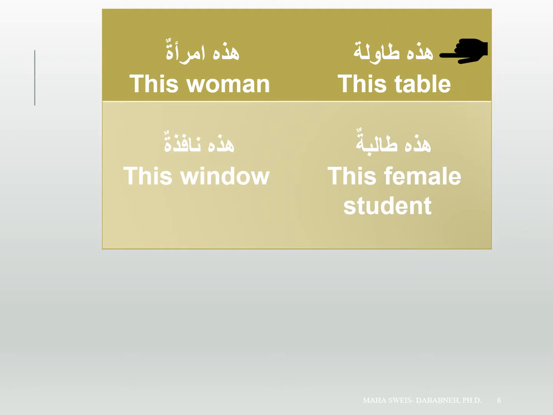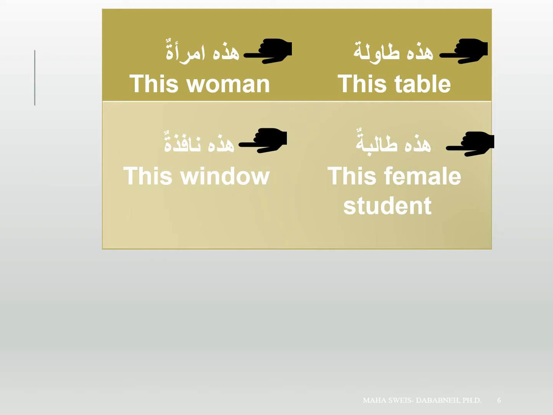هذه طاولة. هذه امرأة. هذه طالبة. هذه نافذة. Or we can say هذه نافذة with the harakat, with the short vowels, tanween, because we will learn later on why we use two dhammas here: this is a nominal sentence, so the case here is nominative. This is a little bit advanced now, but we will talk about this later on.